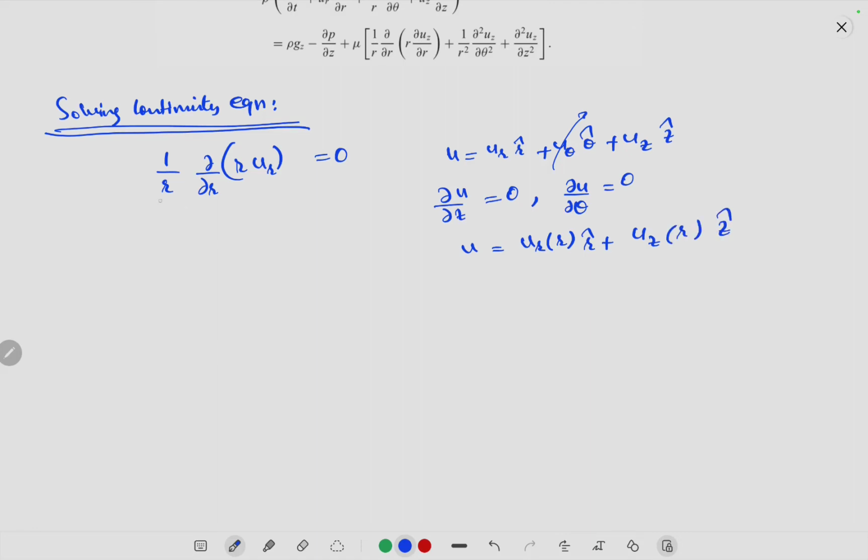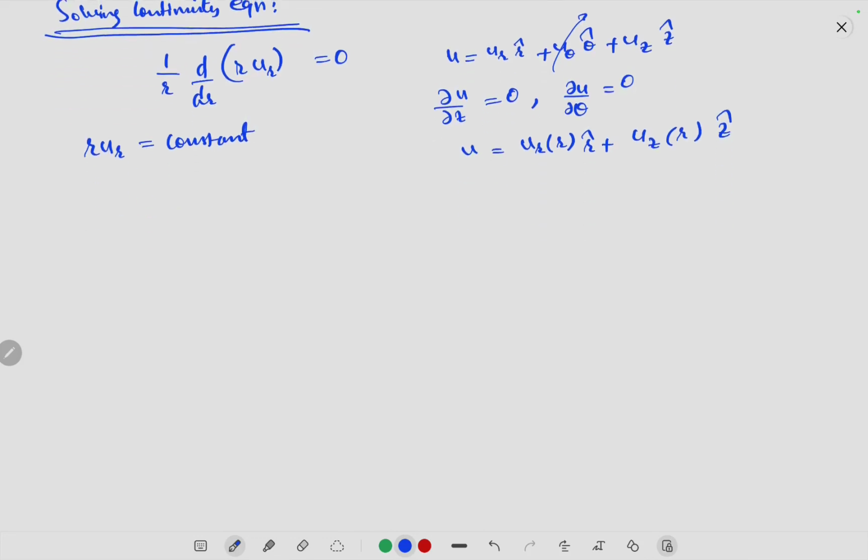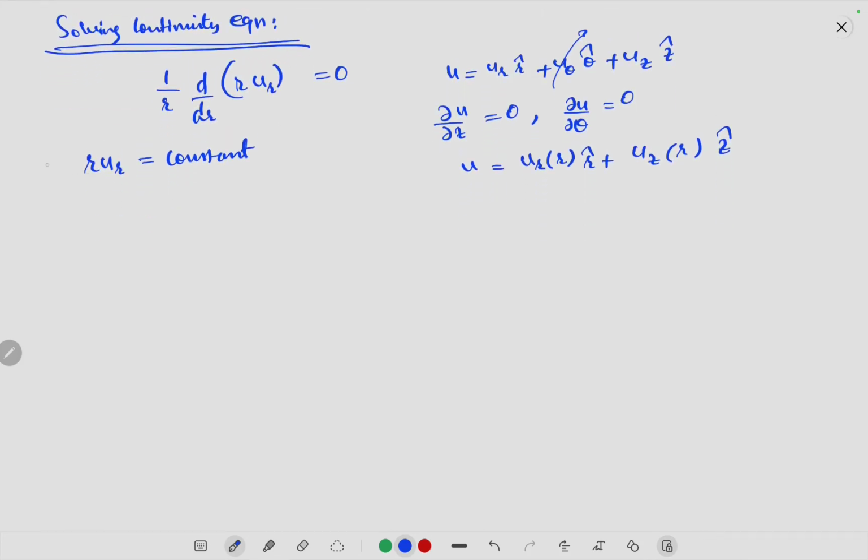Okay, so I'll be left with this, and that's why I can write del by del r as d by dr, since it will only be a function of r, and then this r u_r will be a constant, and will not be a function of other variables. All right, so now if you have this equation, r u_r equal to constant, what can you infer from this equation?